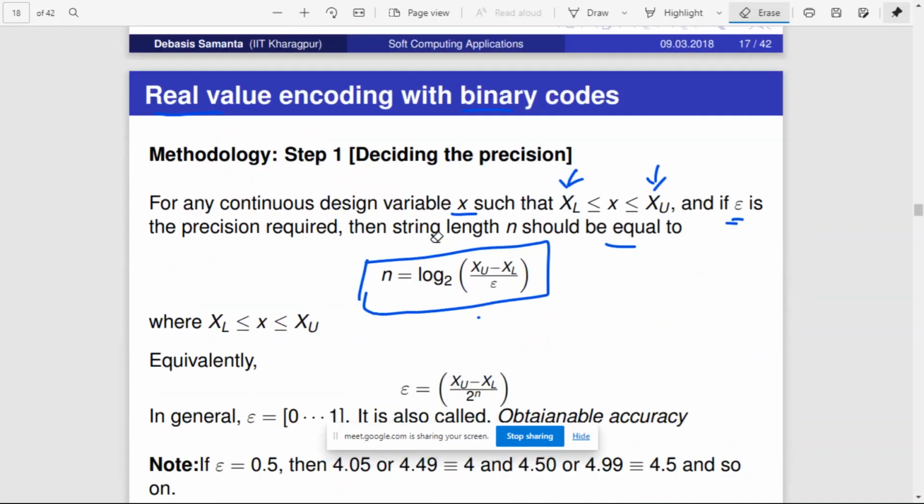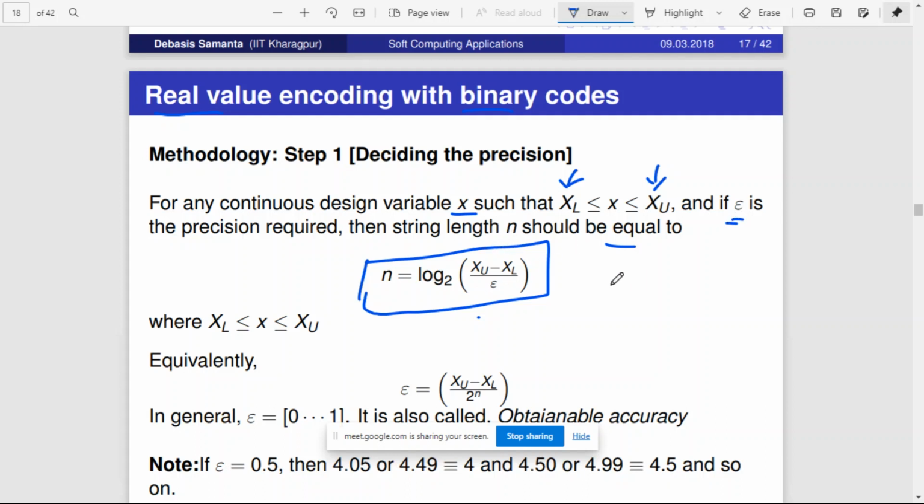A formula is given to convert the real value into binary codes, because if it is represented in binary code, then the genetic algorithm can perform faster, right? So if x is the real value that we want to represent in binary, then you should also know xl and xu. xl is the lower limit of x and xu is the upper limit of x, and epsilon is the precision required. How much accuracy is required is represented through epsilon.